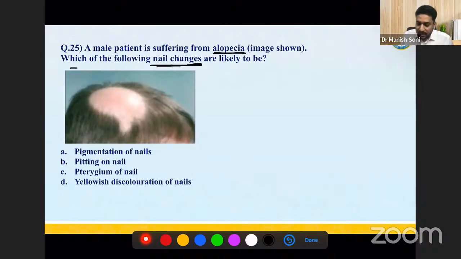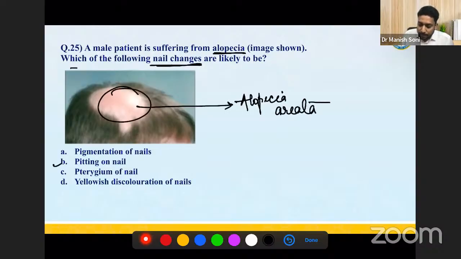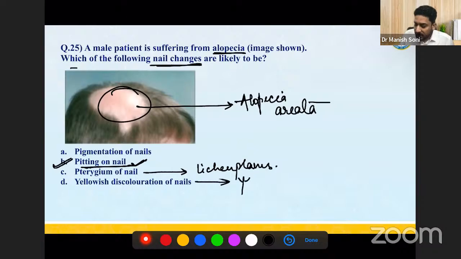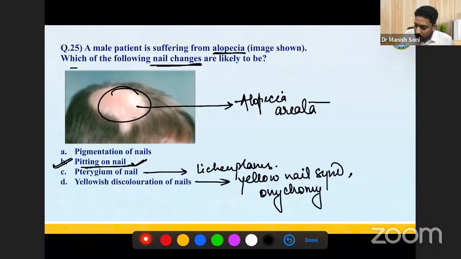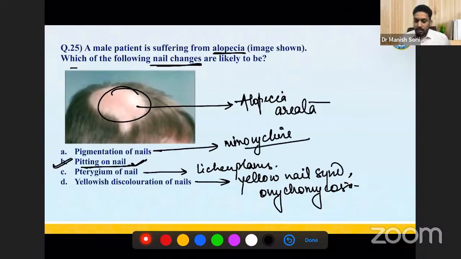So the answer here is alopecia areata, where pitting over the nails is the associated finding. Pterygium is seen in lichen planus. Yellowish discoloration of the nail is seen in yellow nail syndrome. Sometimes it can be seen in onychomycosis. And pigmentation of the nail is a side effect of a drug, that is minocycline. So pitting of the nail is associated with alopecia areata.